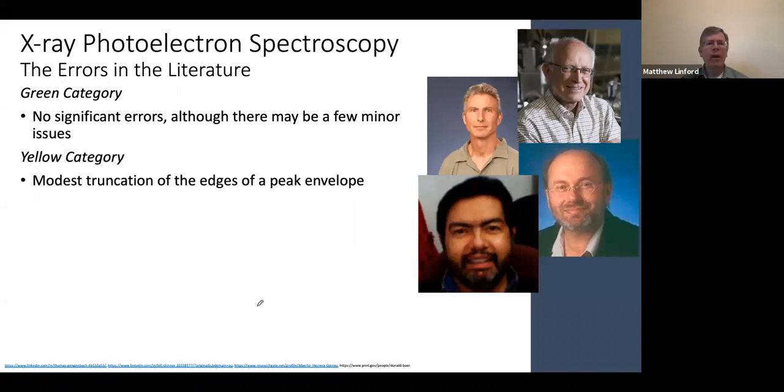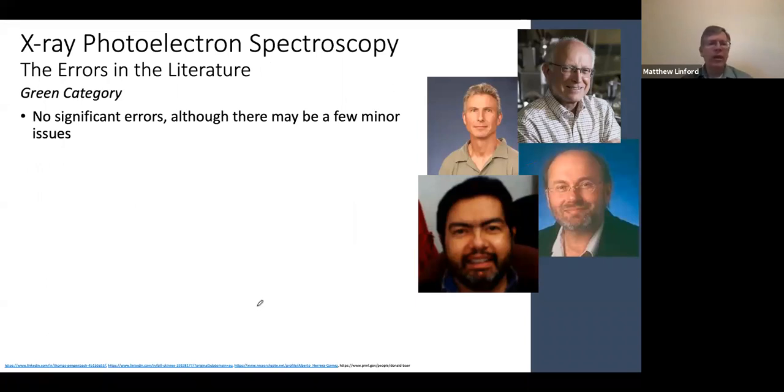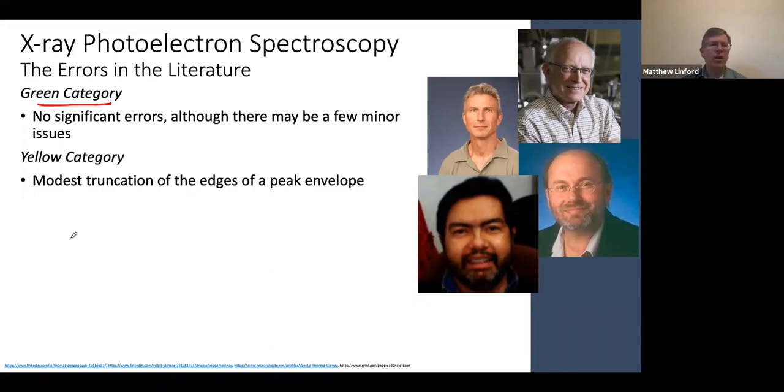Okay, now I don't think that I really have the time here to talk about all of these errors. Well, actually, maybe we do have a little bit of time. So again, if a paper got a green rating, that meant that it was just a really good paper. Or I should say that the spectra were really good, because we looked at the spectra there. No significant errors, maybe a few minor little things here and there, including plotting backwards. That was something that we really didn't ding people for. That wasn't that huge of a deal.